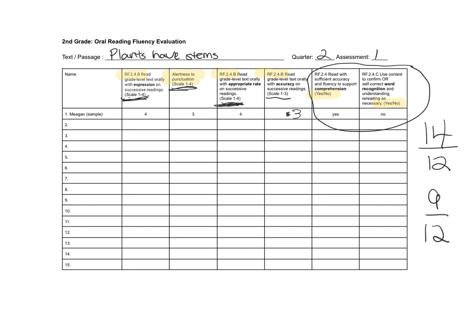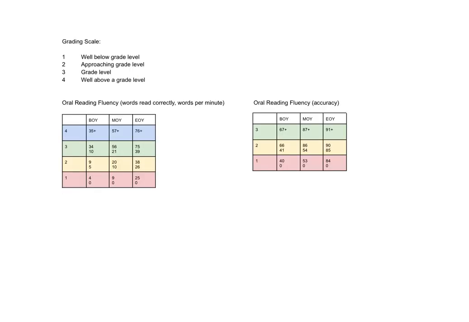according to those standards. All right, let's take a look now at the scales that we will use to help us calculate the appropriate rate and accuracy. So here is the general grading scale that you're going to use when you are assessing alertness to punctuation and expression. We are, of course, shooting for this 3, grade level. 4 would be above grade level, and then you can see 1 and 2 there as well.